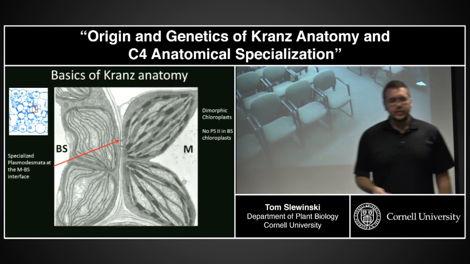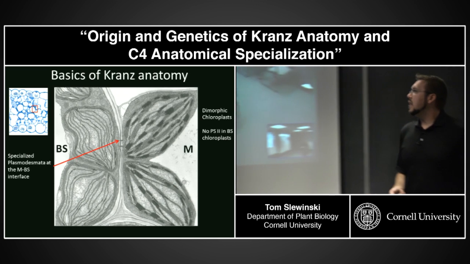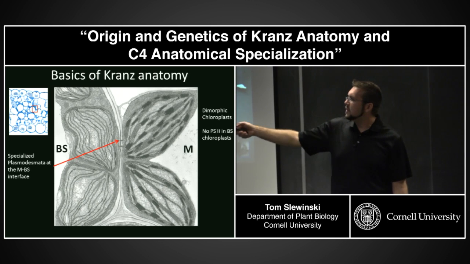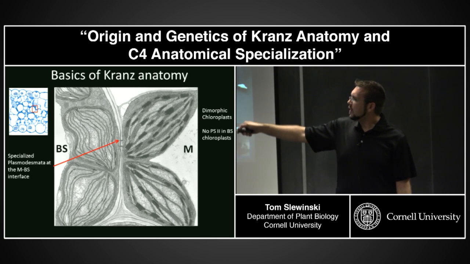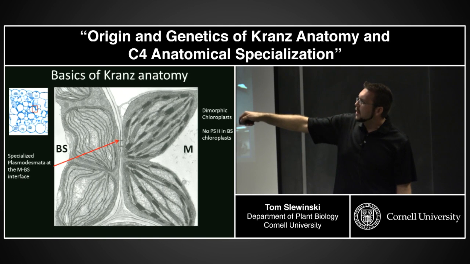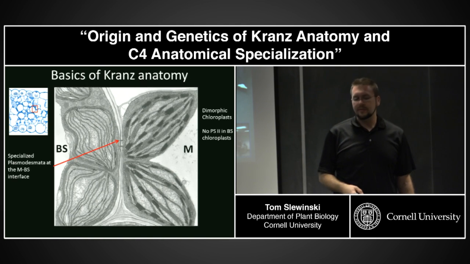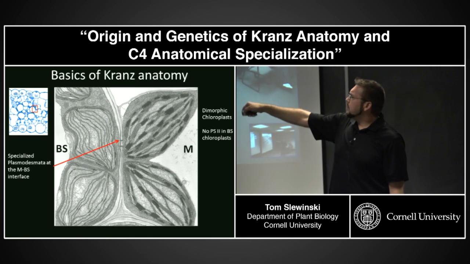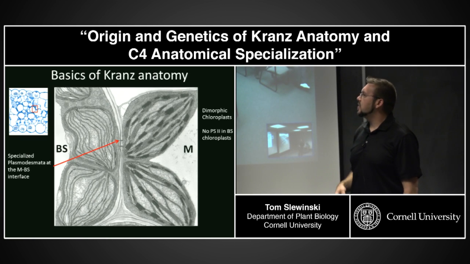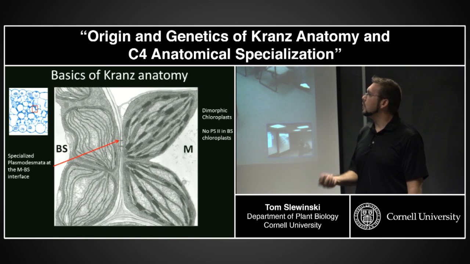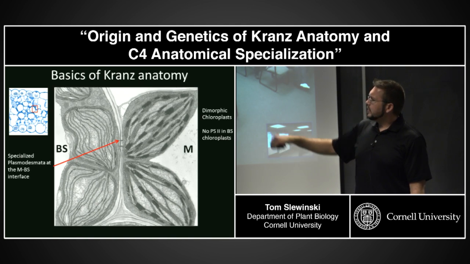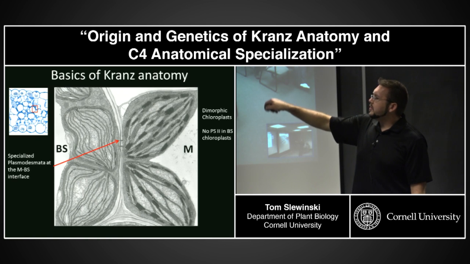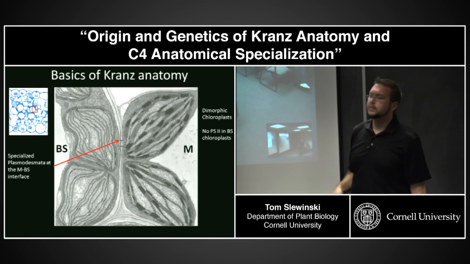Now, there's also a difference in the chloroplast between the bundle sheath and the mesophyll. The bundle sheath has a specialized chloroplast type, which only has photosystem 1. It lacks photosystem 2, so it doesn't have grana. But the mesophyll plastids look almost normal. They have the stacked grana. They have both photosystem 1 and 2. And it's still unknown how this difference between the plastids arises in C3 and C4.